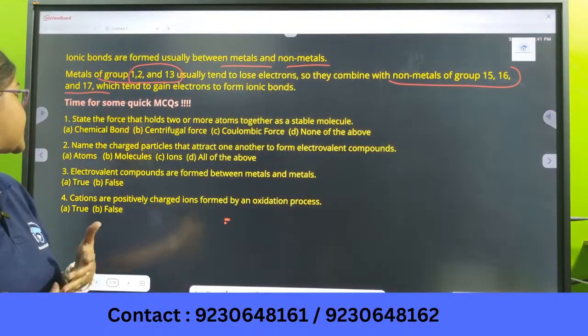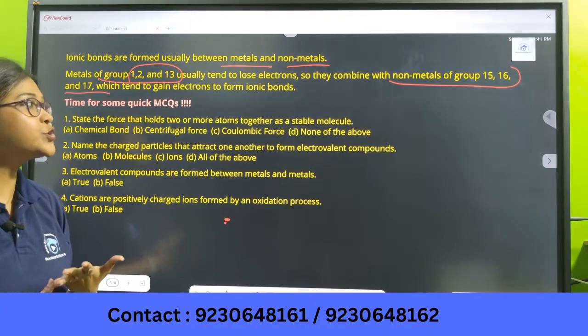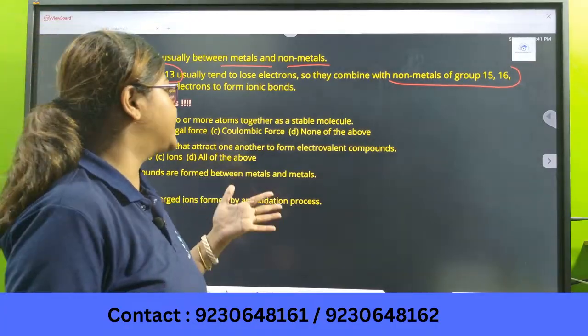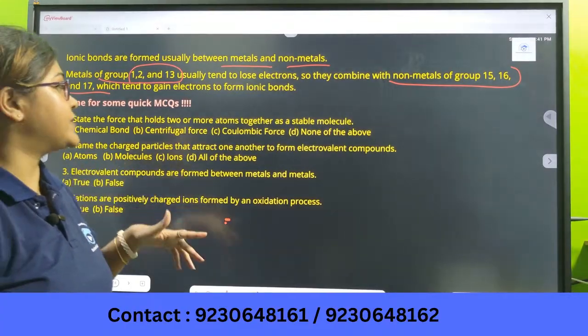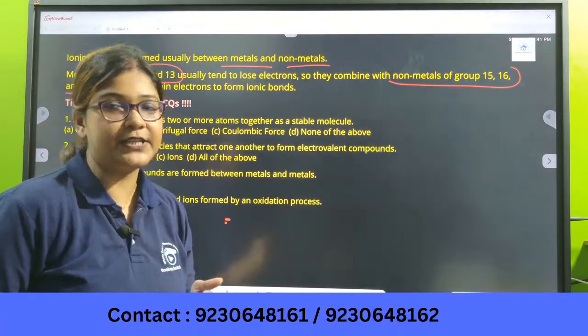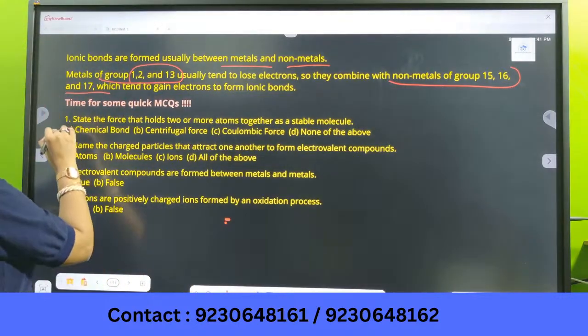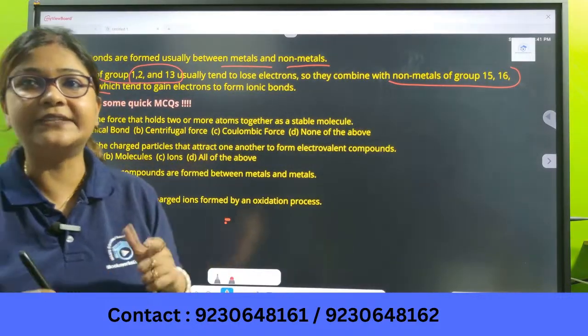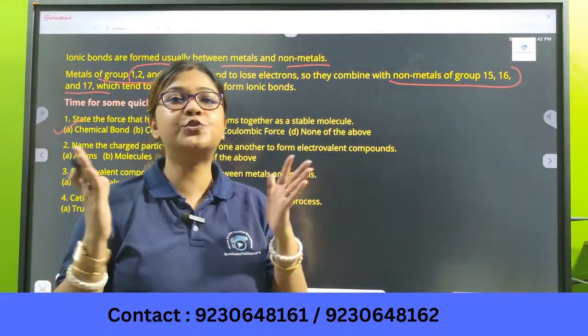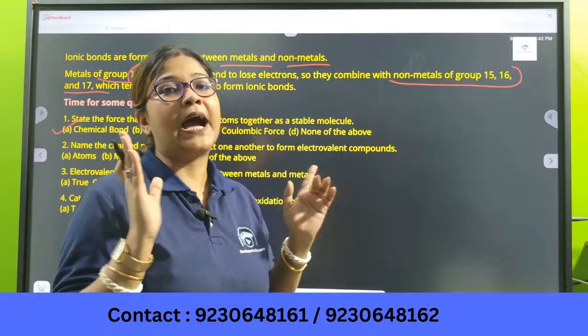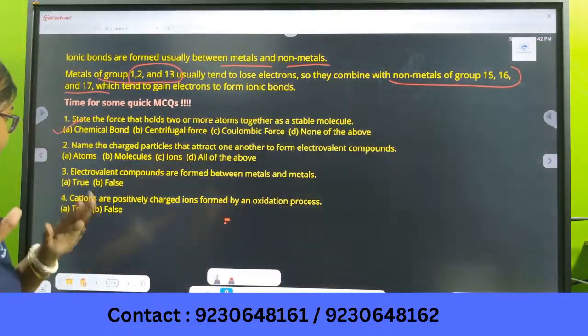The first question was: state the force that holds two or more atoms together as a stable molecule. The options were chemical bond, centrifugal force, coulombic force, and none of the above. The correct answer is chemical bond. As I have just discussed, chemical bond is the force of attraction that holds two atoms together to form ionic bonds or a stable molecule.